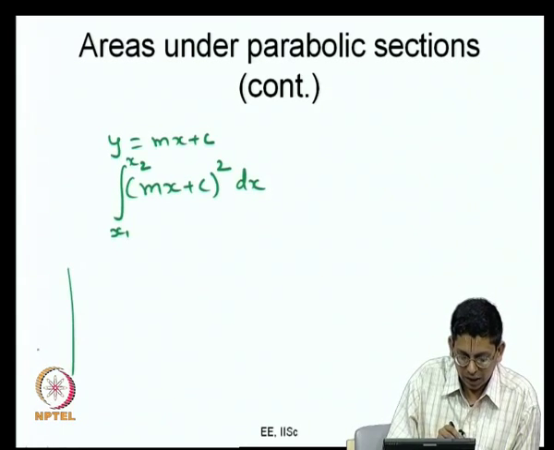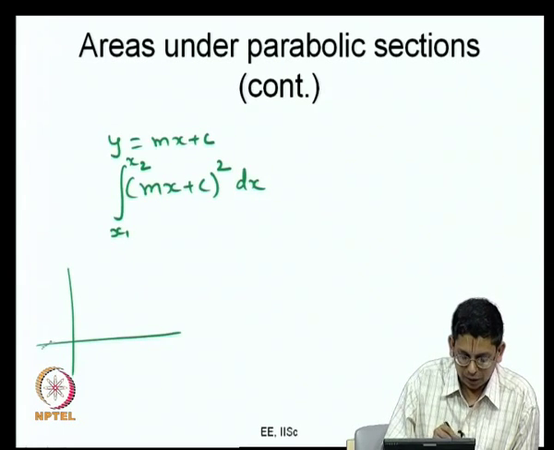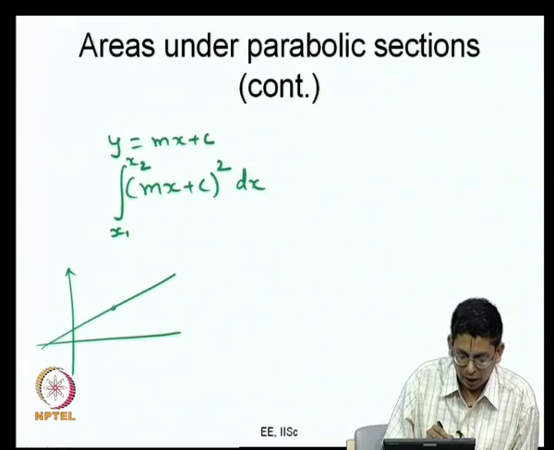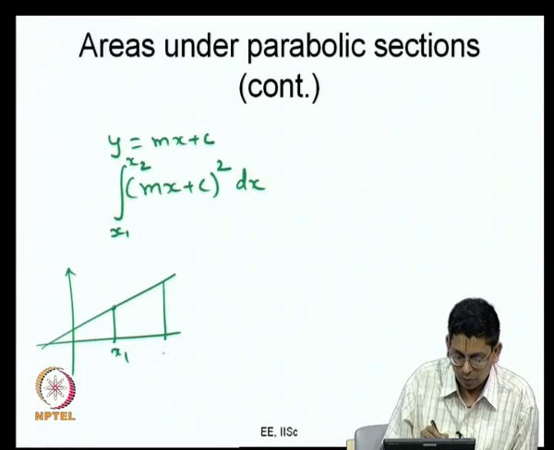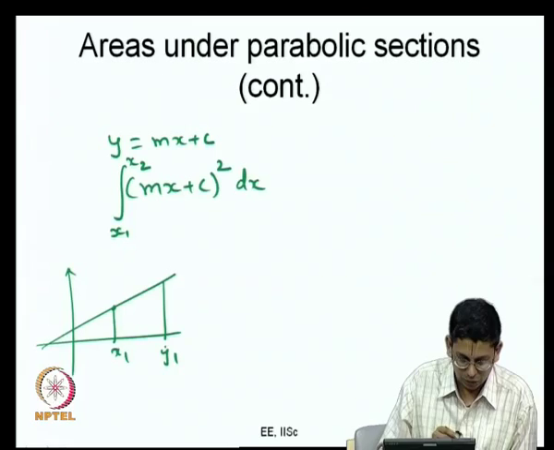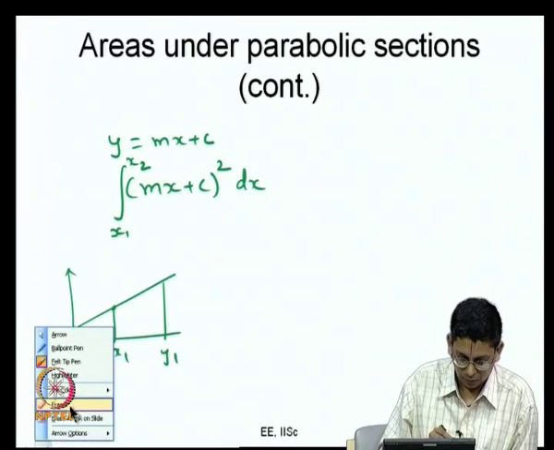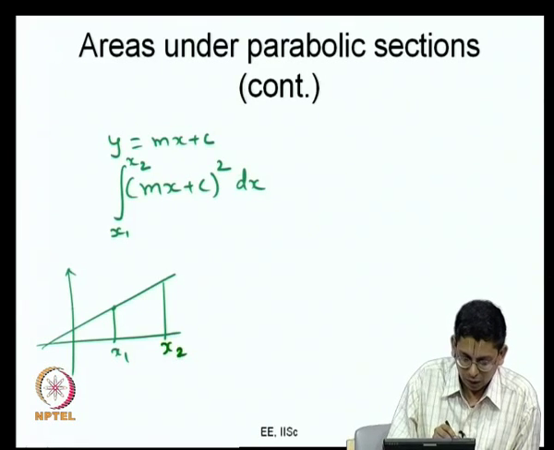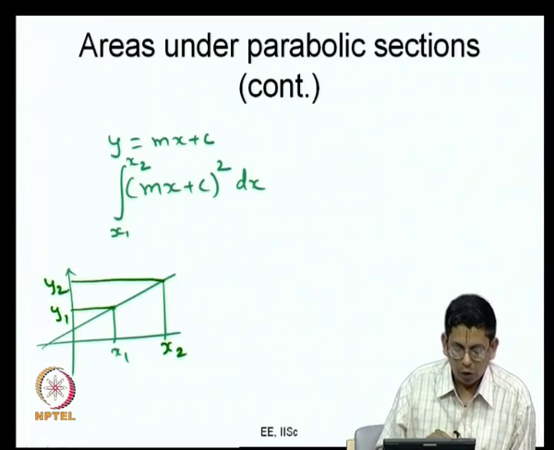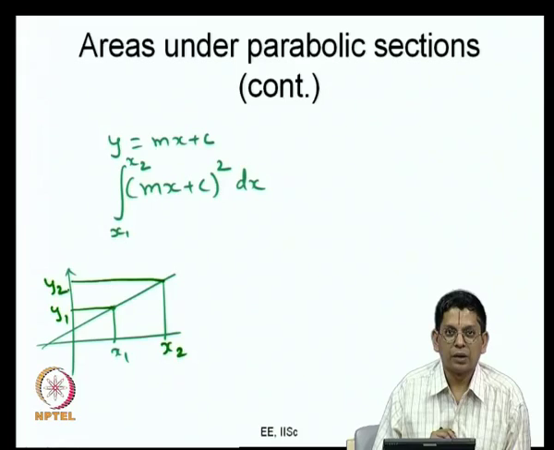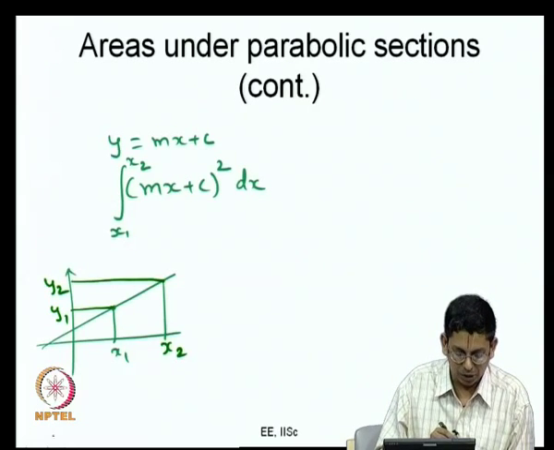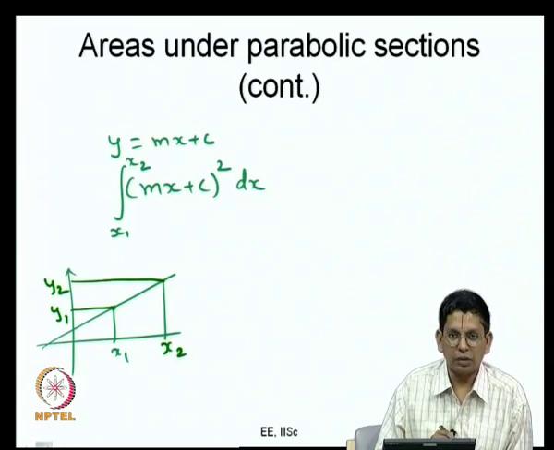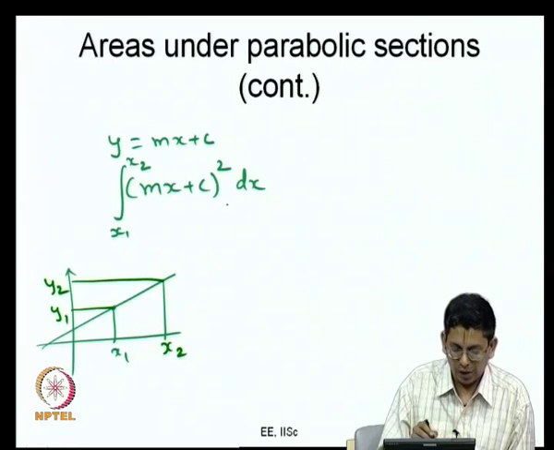Let us say I have a straight line like this, some straight line. I have points x1 and x2, and the corresponding points are y1 and y2. Now, I am going to square this to get a parabola. So, this is what I am trying to do: mx plus c the whole square, with respect to dx.